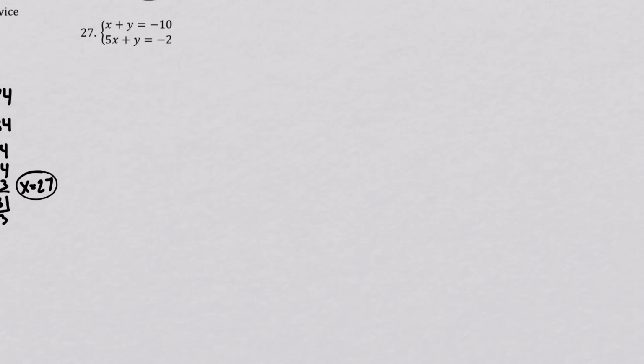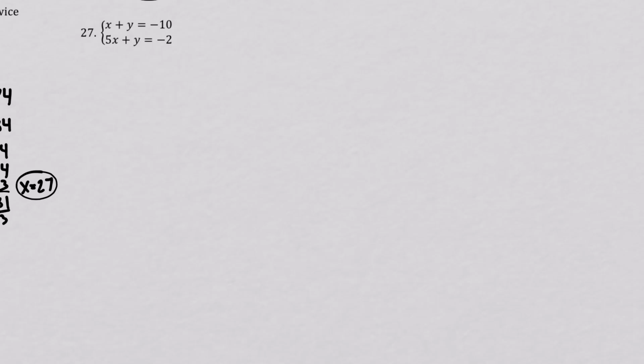Then you check the coefficients. 1x and 5x, those don't match. But 1y and 1y match. The only difference here is that the signs are not opposites. They are actually the same sign. We don't like them to be the same sign. We want them to be opposite signs so that they can cancel out.